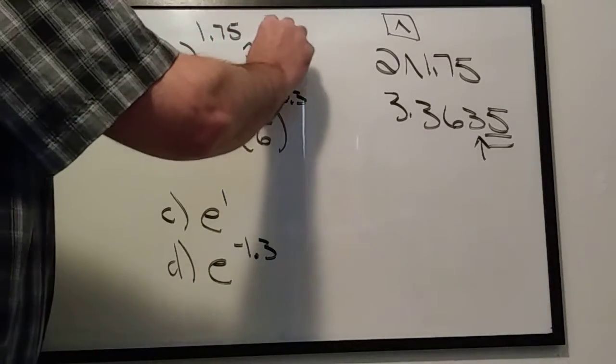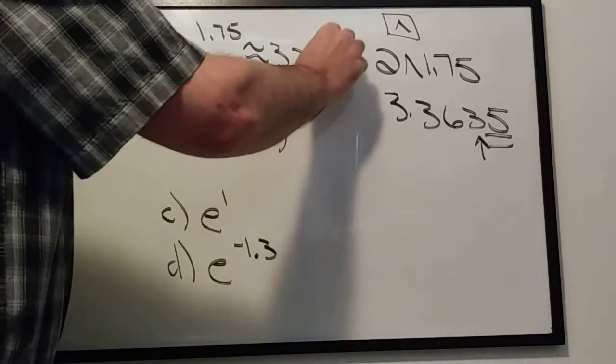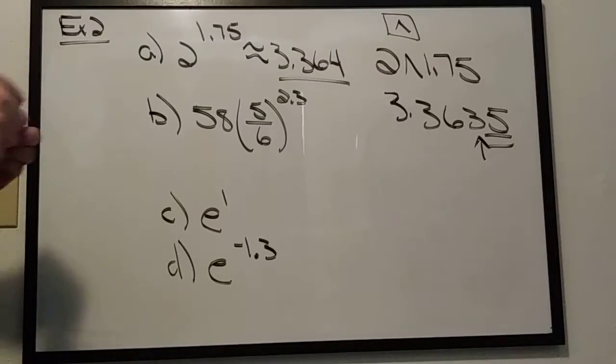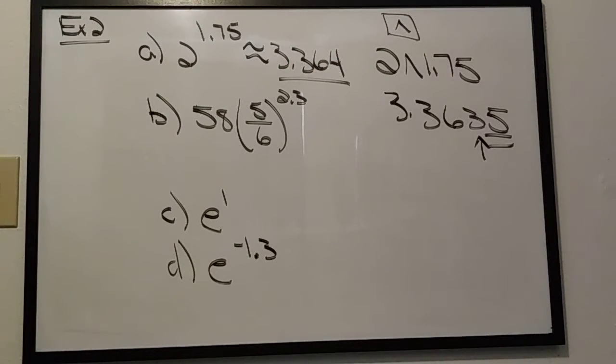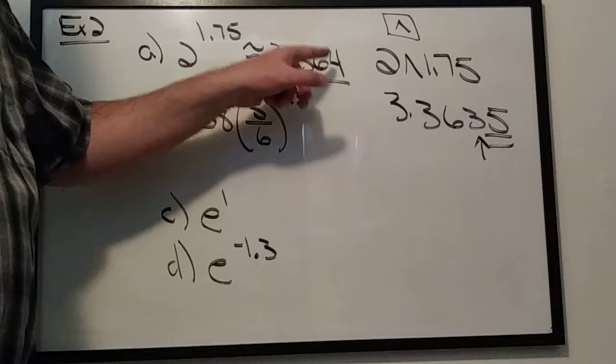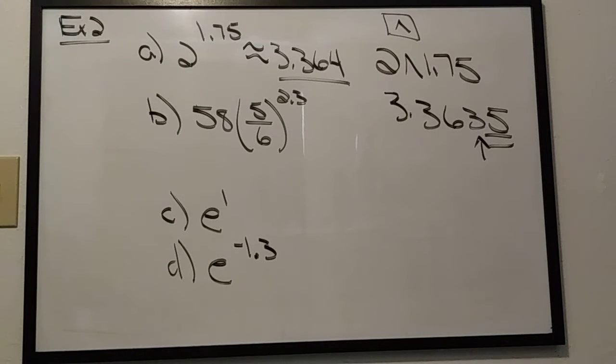So our answer here is that we have 3.364. Now once again, if you have 5 or above, you round up. Anything below means you're going to leave the number alone. So 364 because we rounded up. Now, the other thing you have to be kind of careful about when you're typing these kinds of problems into your calculator is that your calculator understands and follows the order of operations. So you need to make sure that when you're typing this into your calculator that you're typing it with the order of operations in mind.